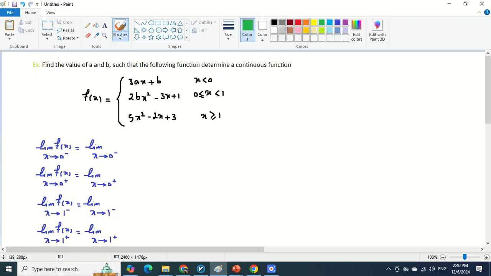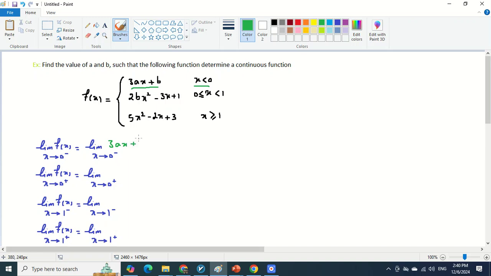First of all, let us calculate the limit of f(x) where x tends to 0 from the left. Where we said that x tending to 0 from the left means that x is less than 0. So we need to determine it by this equation. This equation should be substituted over here, which means that we have 3ax plus b replaced over here.